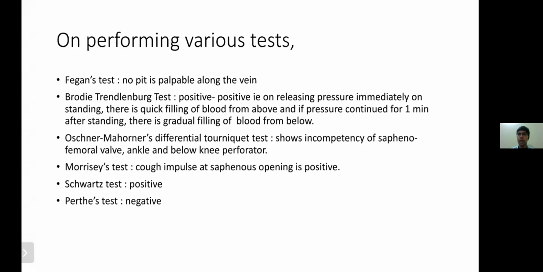The pubic tubercle is found by doing adduction and internal rotation of the thigh at the hip joint. We will palpate the pubic tubercle. What will you palpate? I am the examiner, there's a patient in front of you. What will you do? Along the tendon of adductor longus.